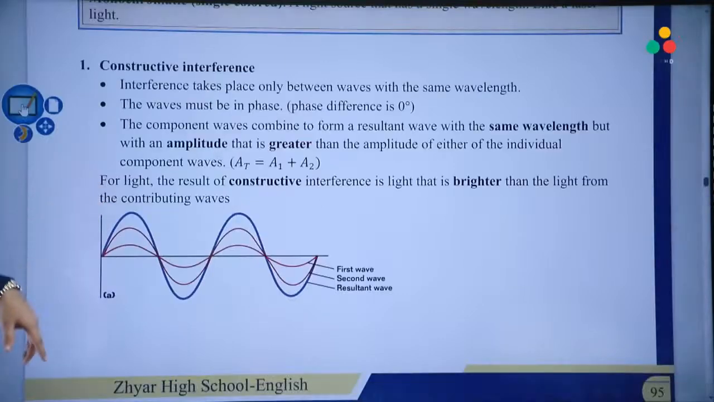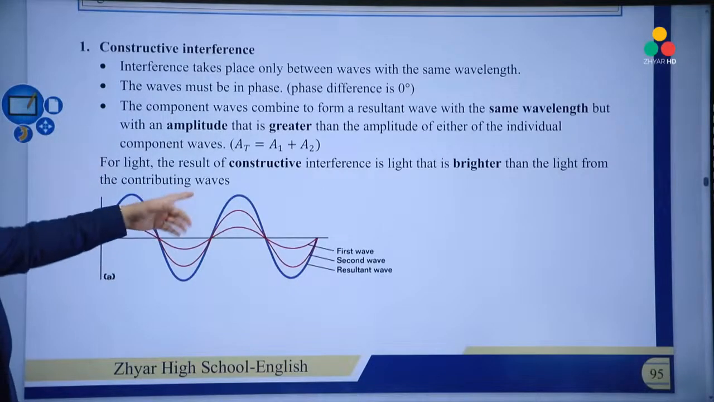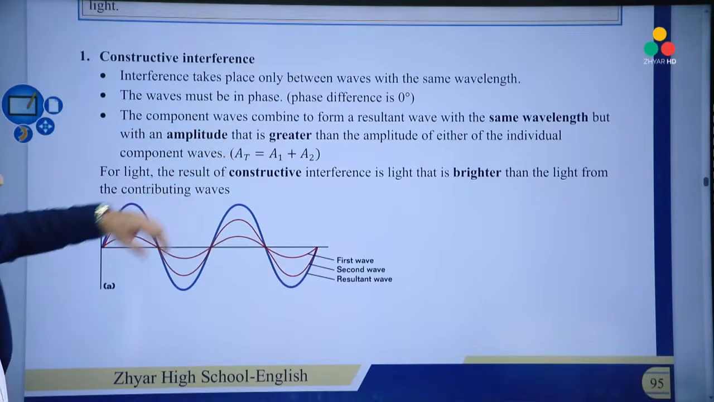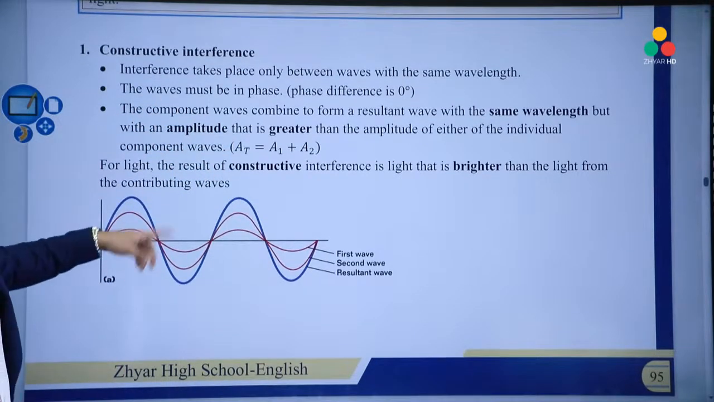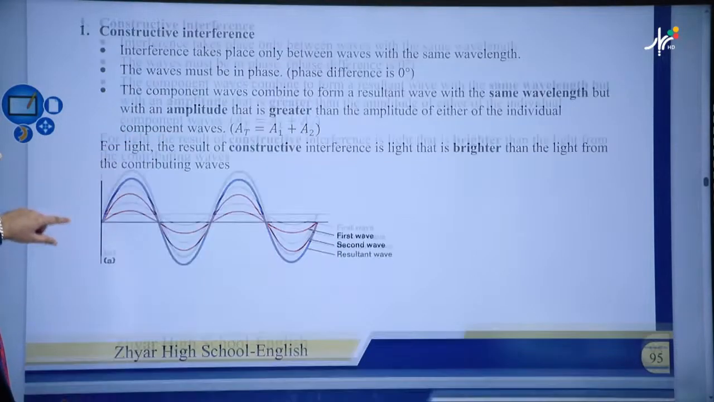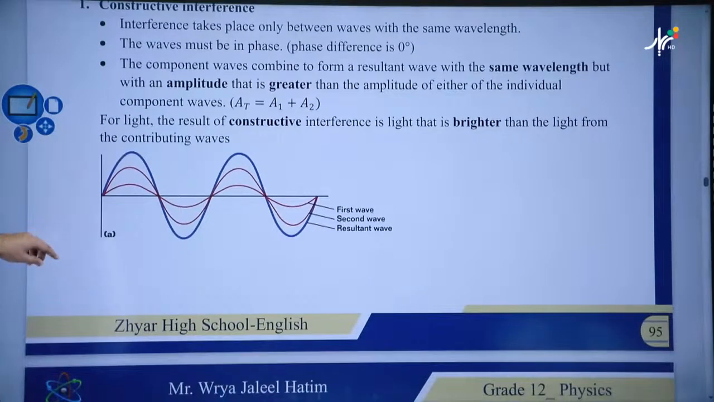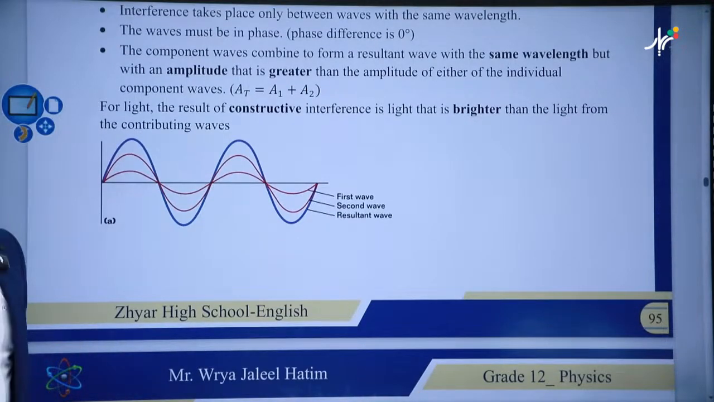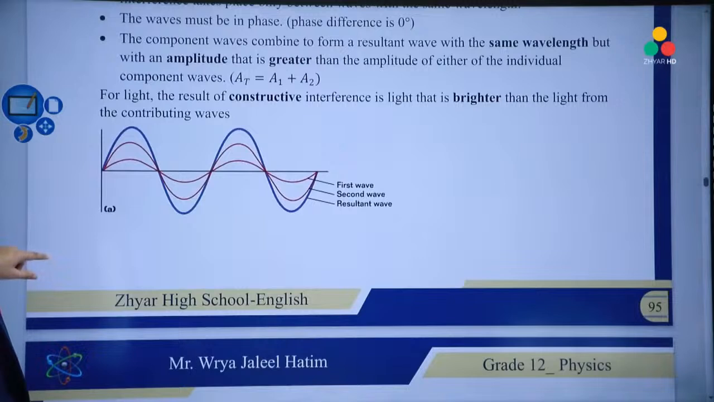Okay, so that is for constructive interference. The waves must be in phase. That is the key condition for constructive interference. The components of the wave combine to form a resultant wave, which has the same wavelength, but with an amplitude that is greater than the amplitude of either of the individual waves.